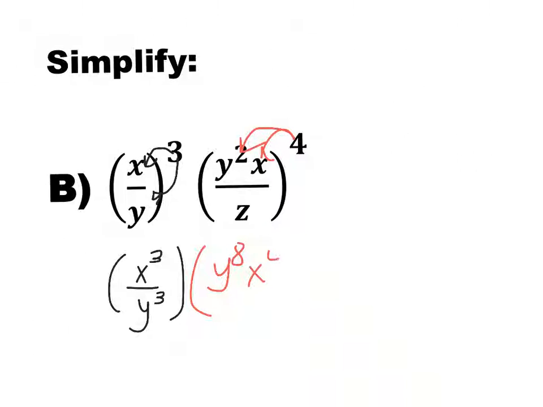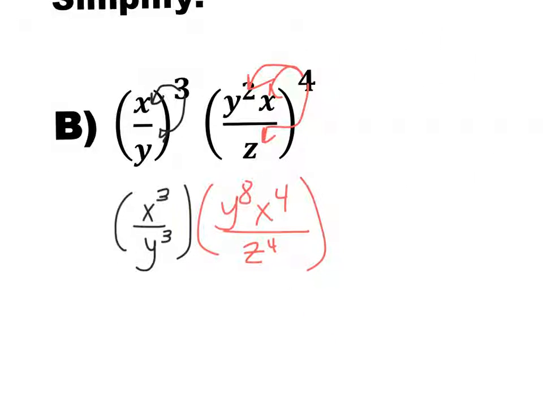X to the? Z to the? Good job. Now there's a lot going on in this problem. There's a bunch of ways you can do this. You can cross cancel, you can combine all together. I personally would tell you to just combine all together and then we'll worry about simplifying.